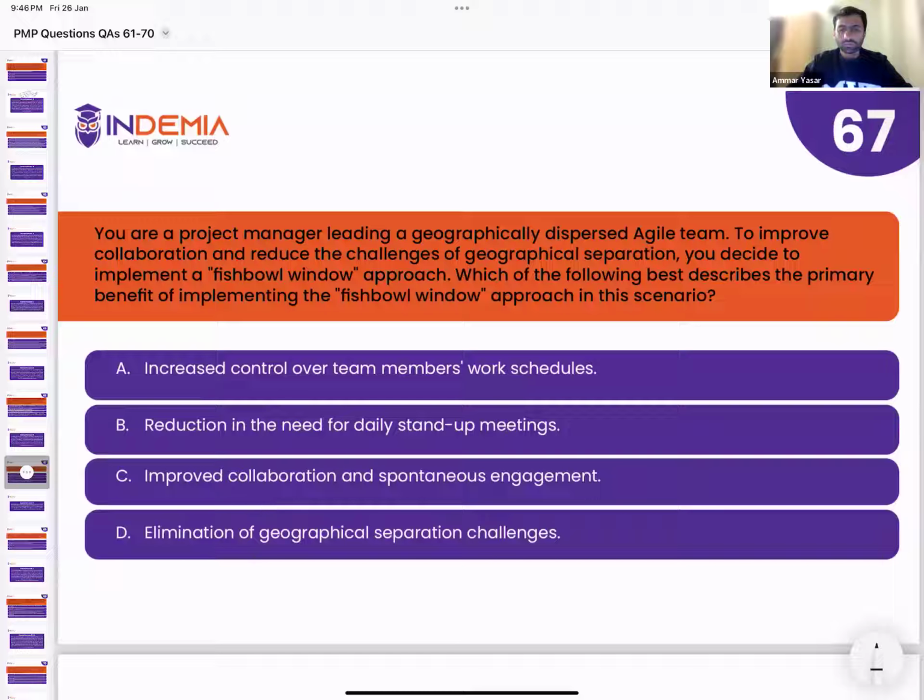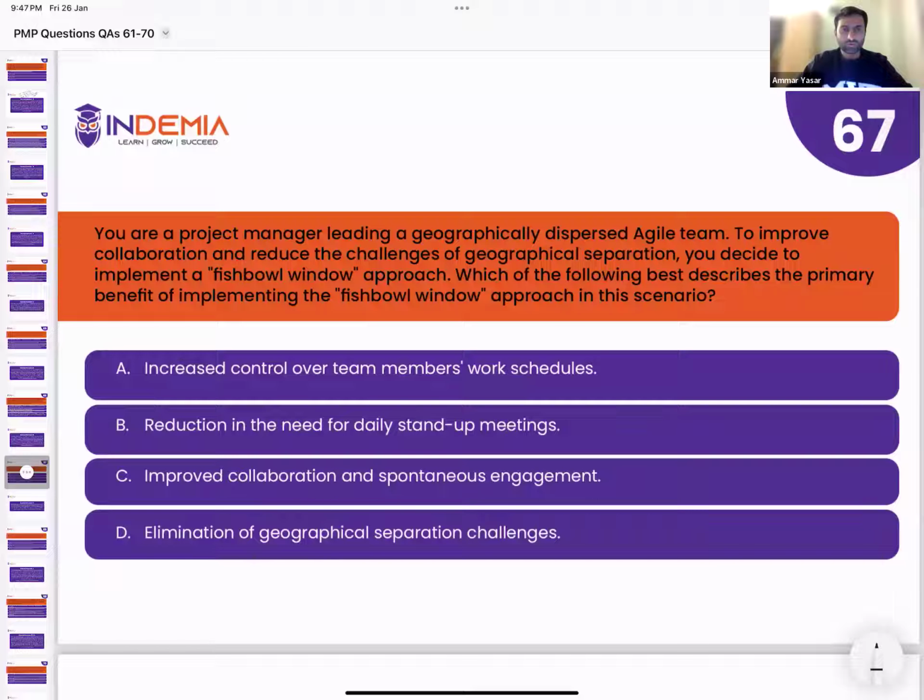All right, so we can see option C. Shazman, why have you chosen option C? For me, options A and B are just simply irrelevant. And this all comes down to options C and D. Option D, I guess fishbowl window has nothing to do with elimination of geographical separation challenges. So the only option that remains is option C.